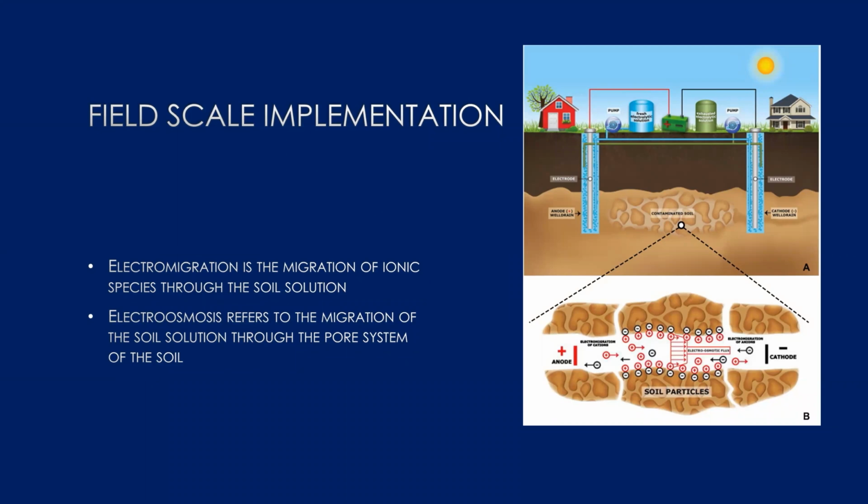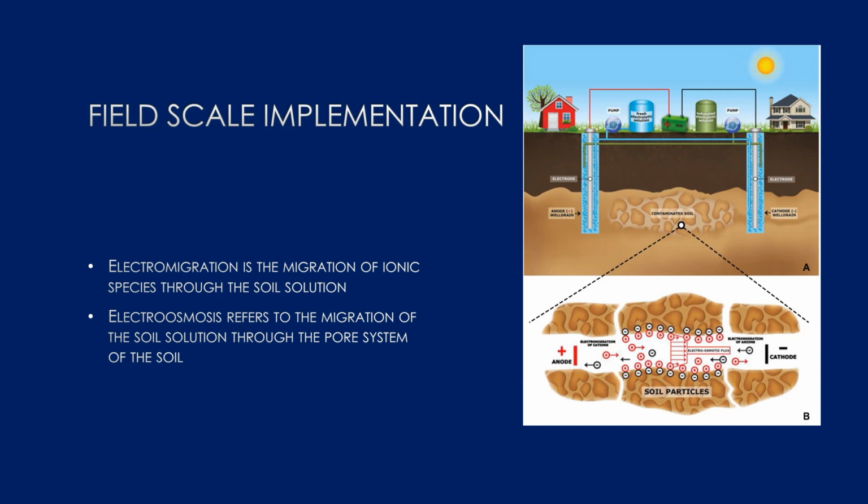Implementation at the field scale uses the same underlying principles as the electrolytic cell discussed previously, except the contaminated soil or sludge now becomes the solution, and the charged particles are the contaminants. These contaminant species can migrate through the soil through the process of electromigration and electroosmosis. Electromigration is the migration of ionic species through the soil solution, and electroosmosis refers to the migration of the soil solution through the pore system of the soil.